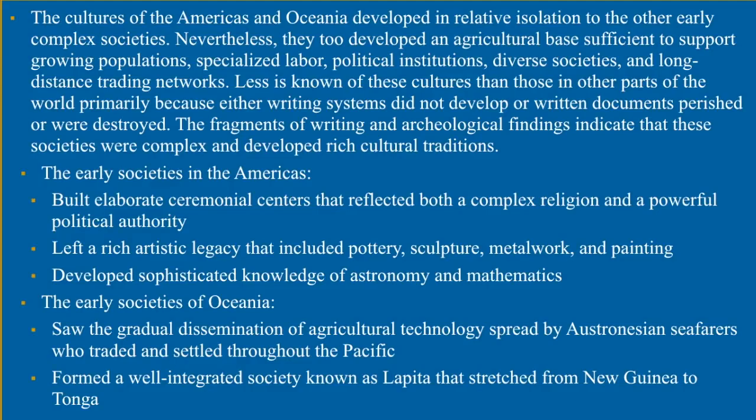For our bullet points, we have this. The early societies in the Americas built elaborate ceremonial centers that reflected both a complex religion and powerful political authority, left a rich artistic legacy that included pottery, sculpture, metalwork, and painting, and developed sophisticated knowledge of astronomy and mathematics. The early societies of Oceania saw the gradual dissemination of agricultural technology spread by Austronesian seafarers who traded and settled throughout the Pacific, and formed a well-integrated society known as Lapita that stretched from New Guinea to Tonga.